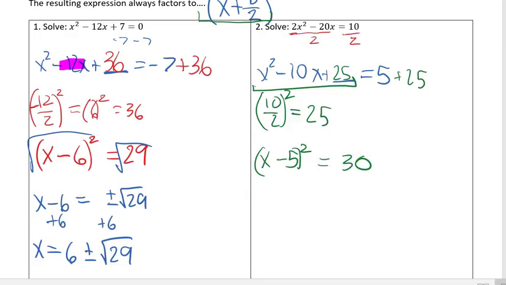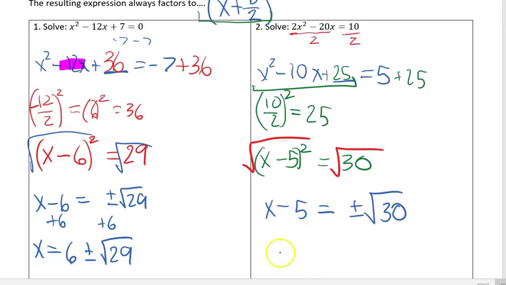And then just like we did in the last problem, square root both sides. And we get x minus 5 equals positive or negative square root of 30. And add 5 to both sides, so x equals 5 plus or minus the square root of 30. Okay, so notice all these quadratics have to have two solutions. So there's a plus solution and a minus solution.